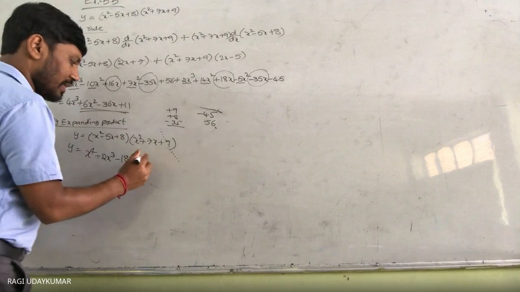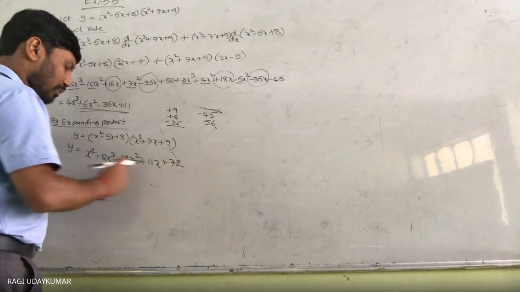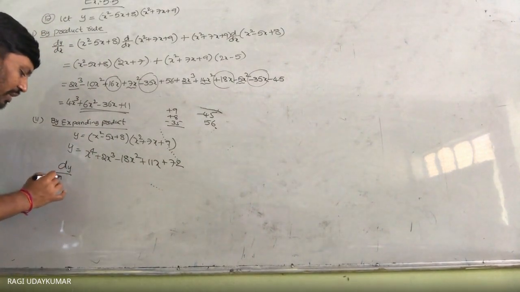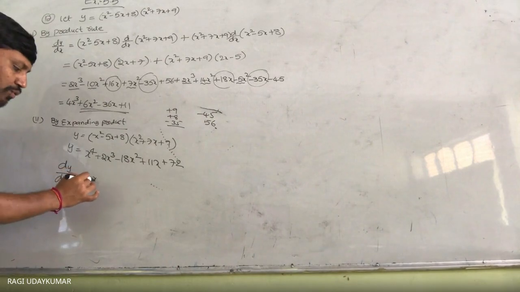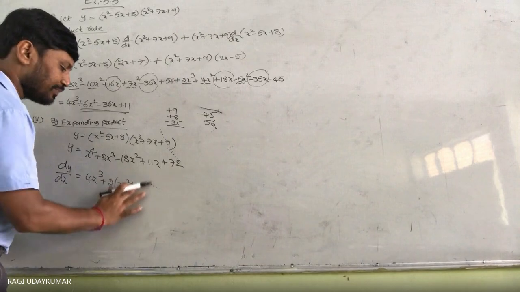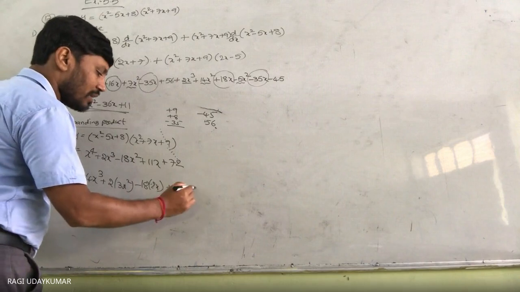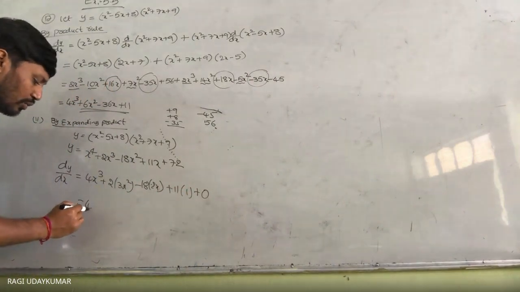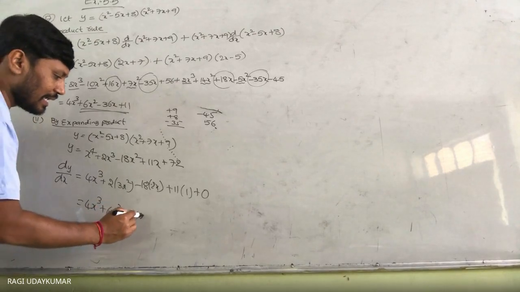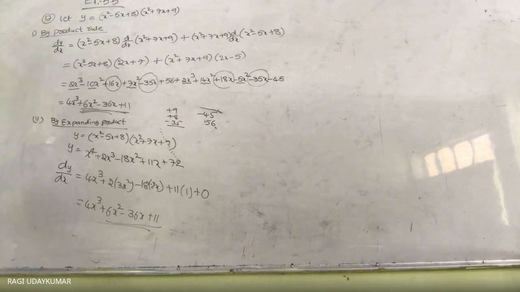No, what do you get here? 11x we are going to get. 9 8 72. This is the product we are going to get. In a single step I did it because it's not more difficult. Dy by dx is equals to 4x cube plus 2 into 3x square minus 18 into 2x plus 11 into 1 plus 0. So which is equals to 4x cube plus 6x square minus 36x plus 11. Whether these two are same or not, you check in both the ways.